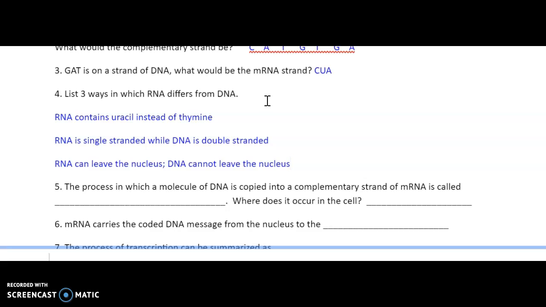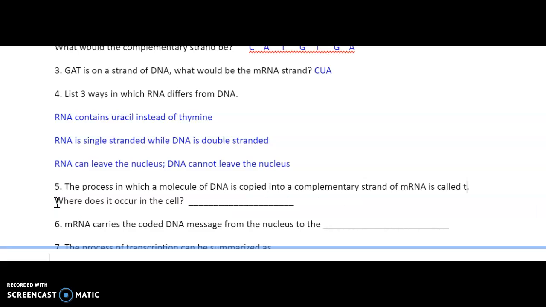Number 5 says a process in which a molecule of DNA is copied into a complementary strand of mRNA is called, we're going DNA to mRNA, that is called transcription. It's that first step in protein synthesis. They happen in alphabetical order. Transcription happens first. It's transcription.